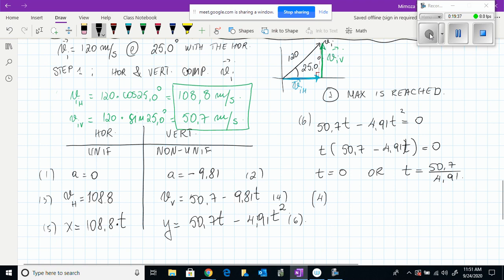When we are using equation 4, I will use a different color. What we are saying is that the velocity in the vertical axis is equal to 0 at the maximum. So we take equation 4 and substitute 0 is equal to 50.7 minus 9.81 t. Why is this not the same as equation 6?